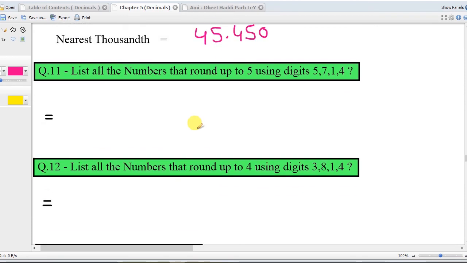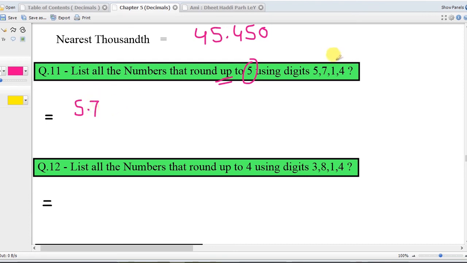Okay, here we have 2 more questions. So list all the numbers that round up to 5 using digits 5, 7, 1, 4. So we have to round up to 5 using these digits. So what two numbers if I combine and round up, I will get 5. So starting it with 5. So 5.7. So 5.7 will round up to 6. So we are not going to take that number.